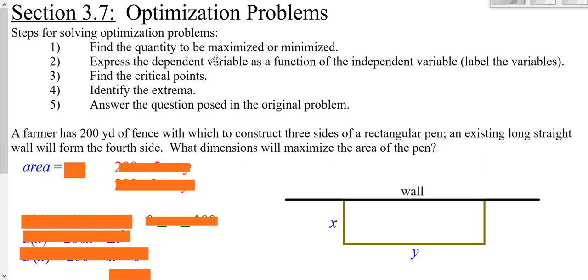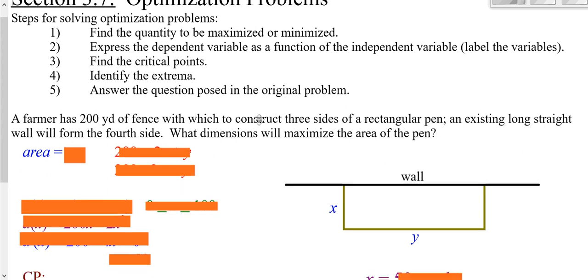Then you can find your critical points by doing your derivative and seeing where your derivative is 0 or undefined. And then you can do your extrema. And then a lot of these you're going to have to look at what your domain would be, because your domain will be limited based on the real life situation. And then make sure you actually answer the question that was being asked.